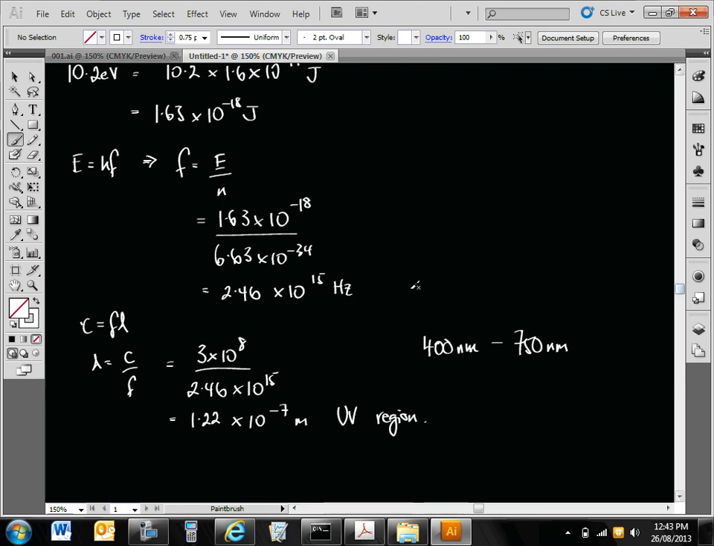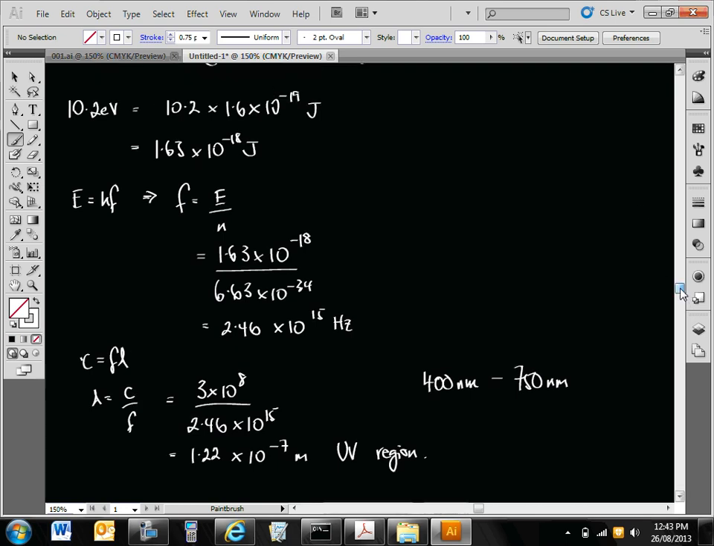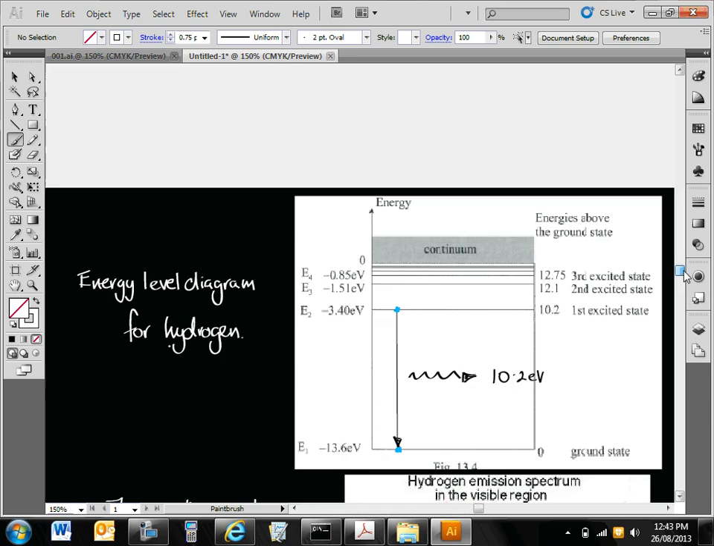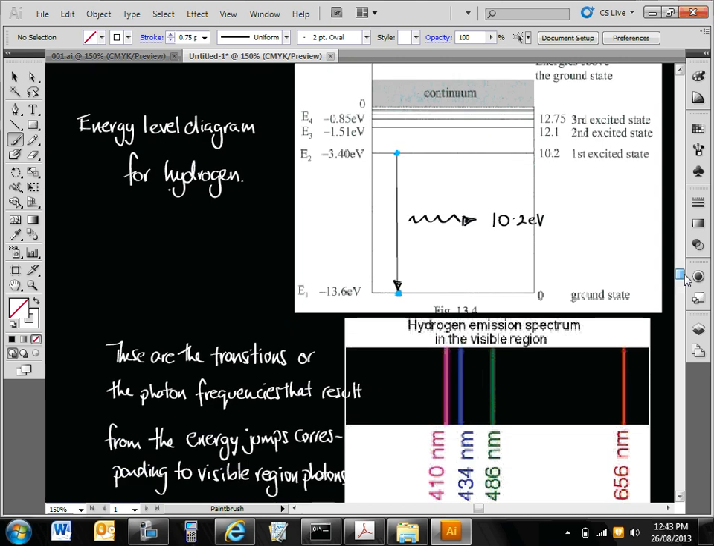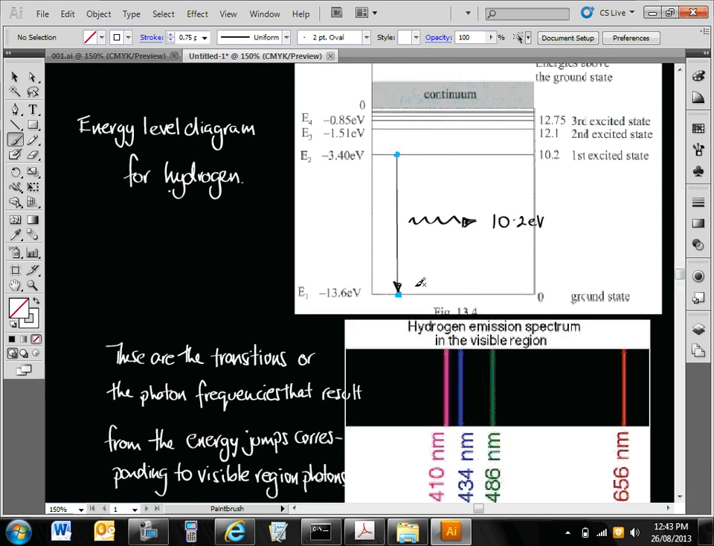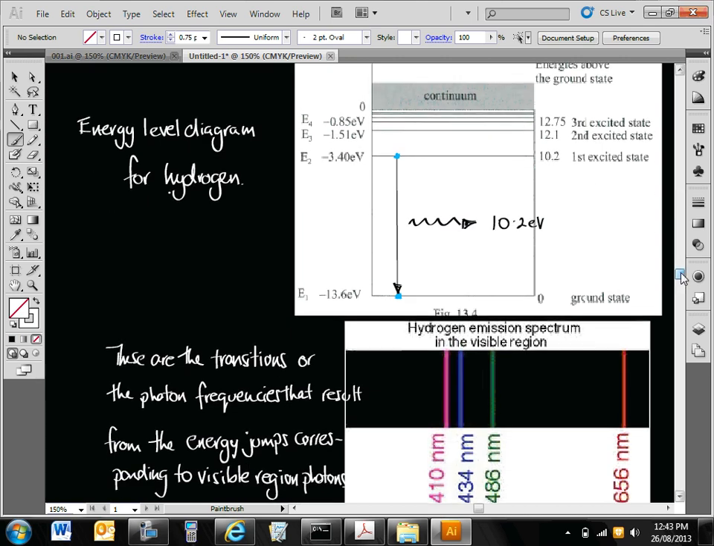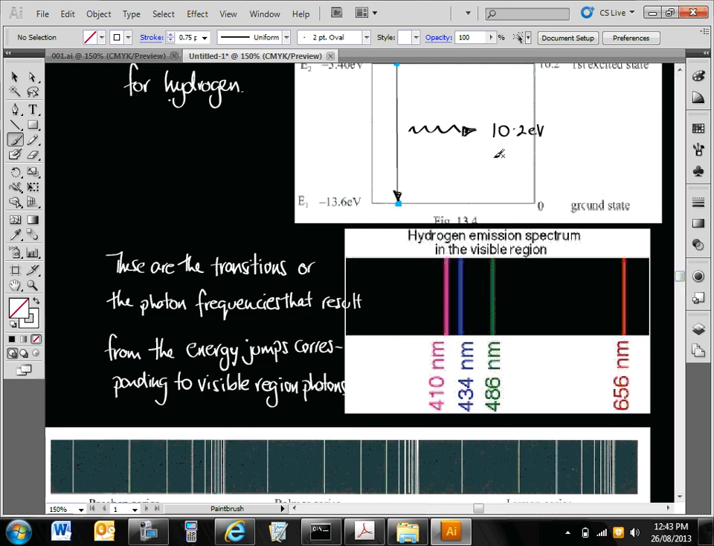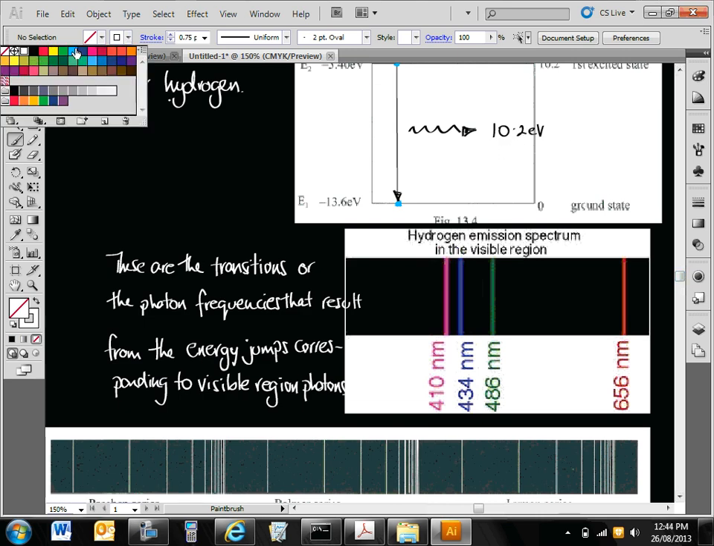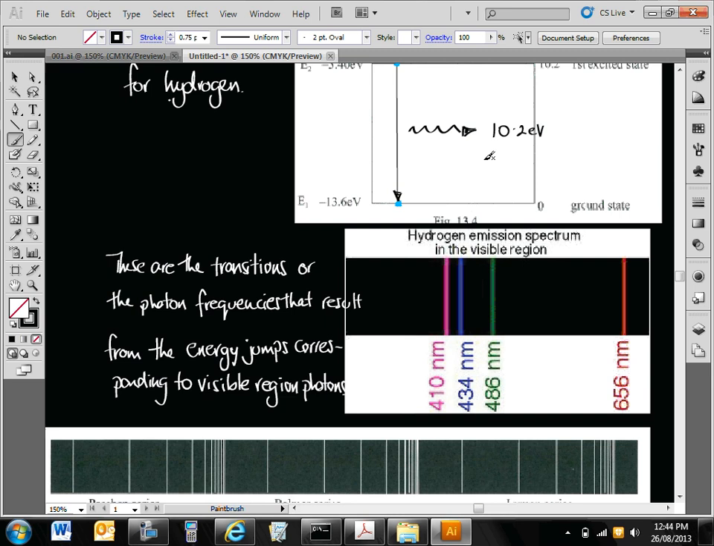So what I've said, and what I've shown here with a couple of calculations, is that this energy jump here, 10.2 eV in atomic hydrogen, corresponds to a UV ray photon. Okay, so that must result in a UV ray photon. We can't see that jump, and it's not going to show up on a spectrum chart.